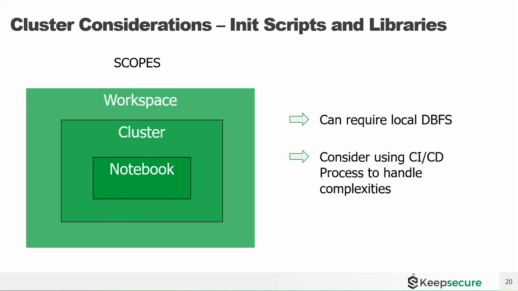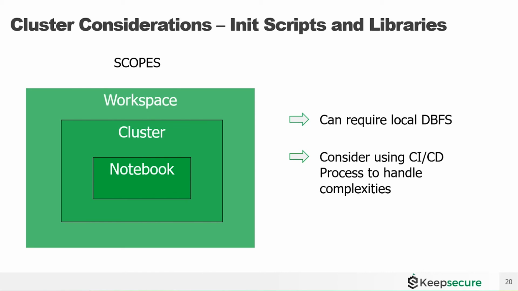When you're creating init scripts and libraries, you can create them at 3 different scopes, although init scripts don't make a lot of sense at the notebook level. And they typically require the use of the local root file system that we were talking about earlier when we were configuring the workspace automation. So you're going to consider using CI/CD processes to basically handle these complexities.